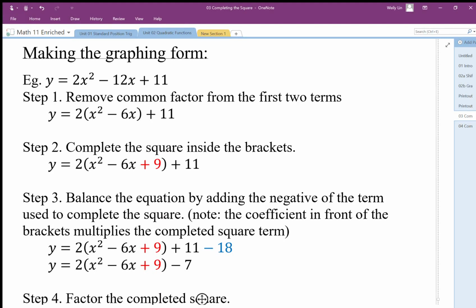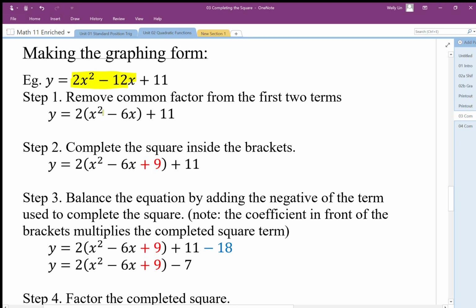So, making the graphing form of the parabola from the general form, the first step is to remove the common factor from the first two terms. So we ignore this plus 11 and focus on these first two terms. I'm going to highlight those first two terms.